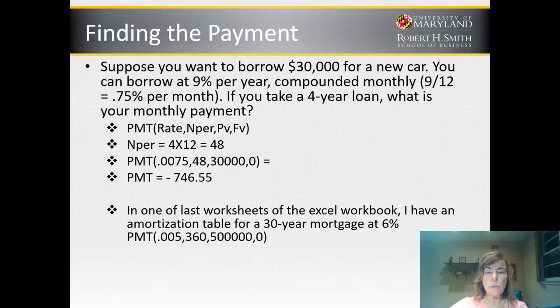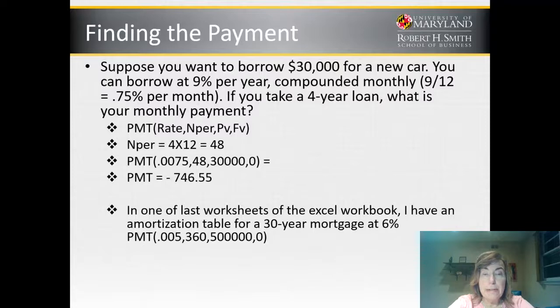Now, one of the last worksheets of the Excel workbook, I did an amortization table for a 30-year mortgage at 6%. 6% is 0.5% per month. Now, the rates now are less than 3, so you could work the same problem, and instead of 6%, use 3% or whatever the rate is. With 3%, it would be 0.0025, and maybe we'll work that one through together.